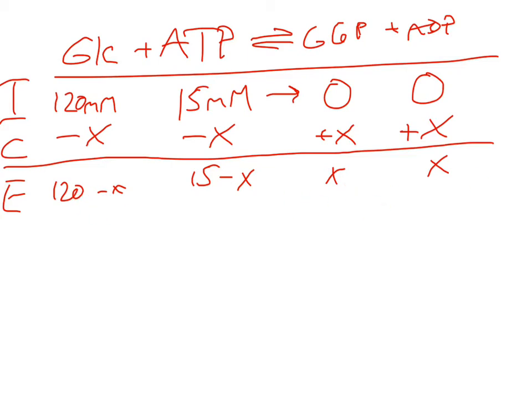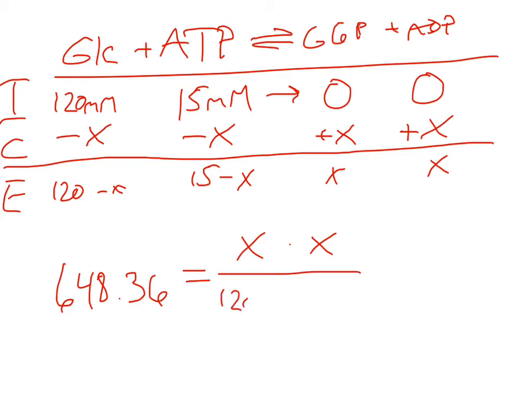Now how do we do that? Well, one cool thing we know, remember, is our KEQ. In this case, it was 648.36. That is the ratio between products and reactants. So in this case, what we can say is it's equal to product 1 times product 2. We know that those concentrations are just 0 plus x, or x, divided by our reactants. 120 minus x is one of them, and 15 minus x is the other.